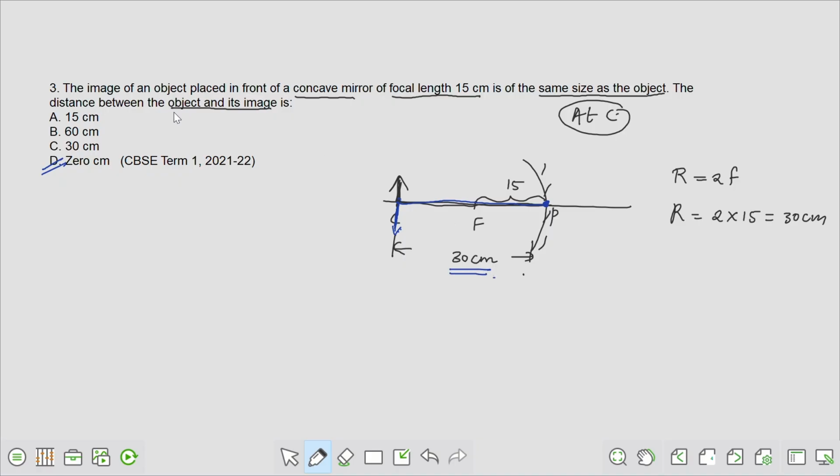But here the question is a little tricky. It asks for the distance between object and image. Since both of them are formed at C, there is no distance between them. So the option is D, 0 cm.